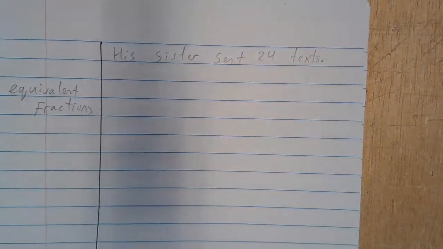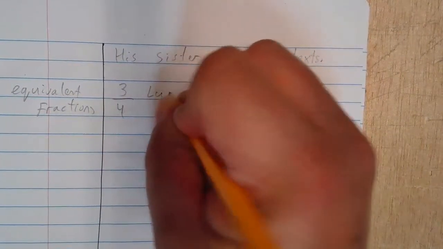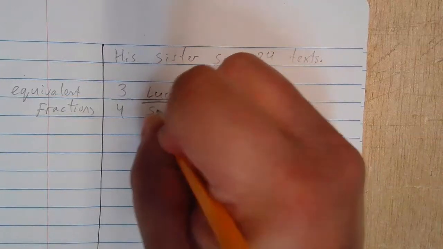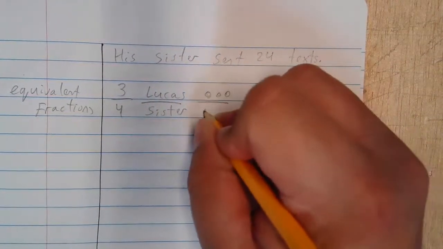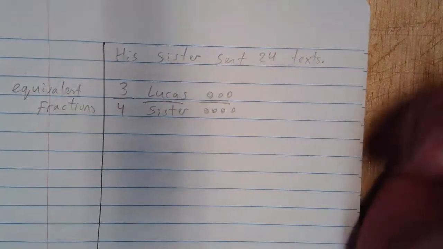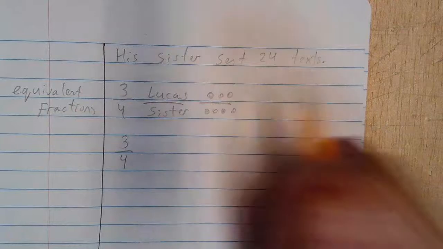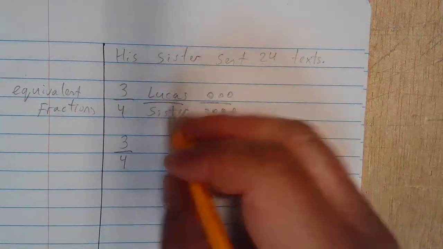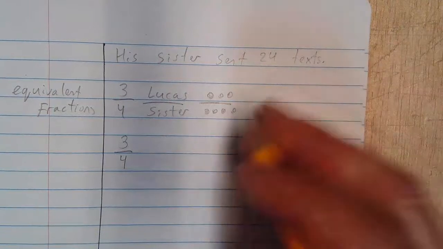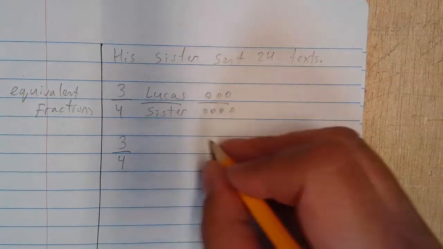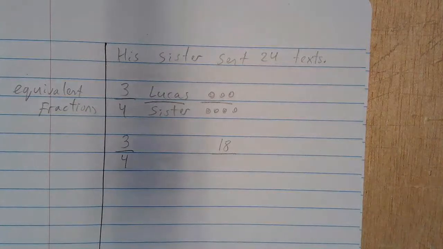All right, same idea. 3 to 4. Lucas' sister. Again, the relationship, for every 3, she sends 4. That's just the way it worked out for this person. So I'm going to rewrite it again. Ratios, this is a ratio. It's not a rate because we're not measuring anything. We're just counting, so that's no big deal. If we know Lucas sent 18, how many did his sister send?